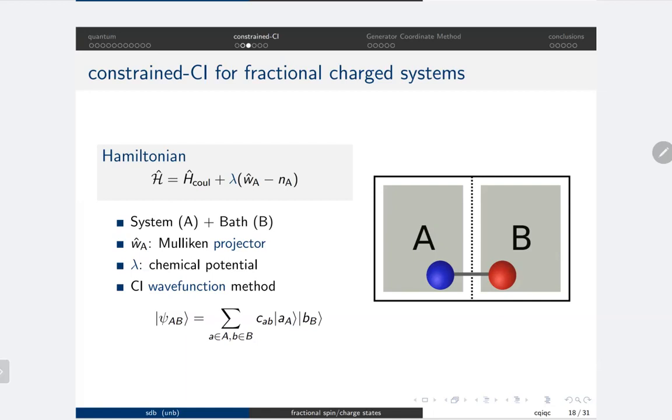But if you can optimize your methods to this data, let's say you can fit your density functional theory to this data, then you can potentially improve your functional, for instance, to not run into those fractional dissociation problems anymore, right?